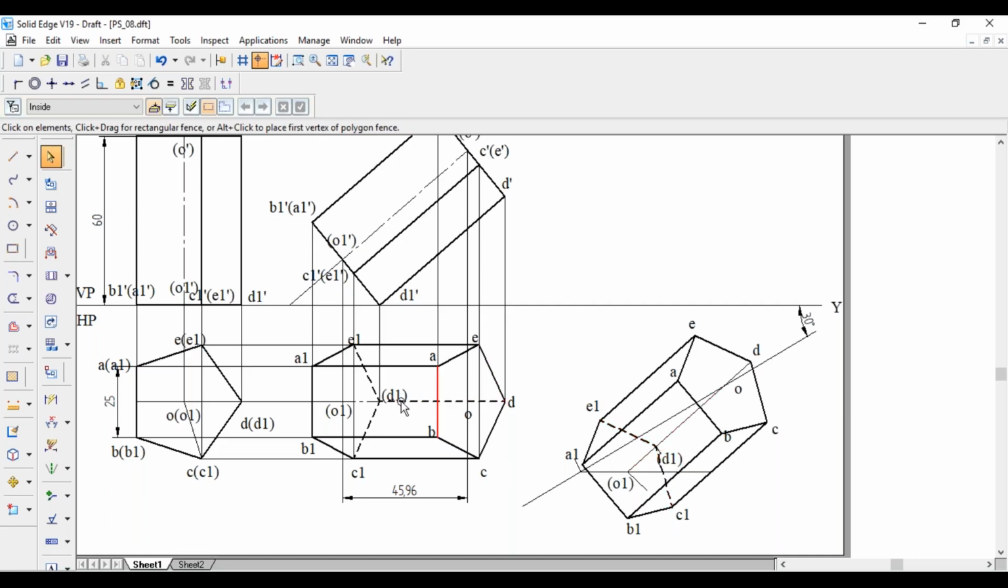Next, D to D1 is a dotted line. Whereas D1 to O1 is a chain line. We copied this one here. Next, projecting the points.